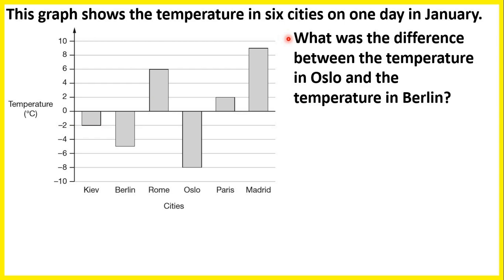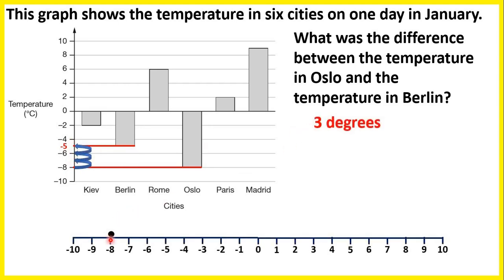Now, what was the difference between the temperature in Oslo and the temperature in Berlin? So we can see that the temperature in Oslo was -8 and the temperature in Berlin between -6 and -4, so that will be -5. So the difference is 1, 2, 3 degrees. On a number line, to get from -8 to -5, we need to add 3. So that's a difference of 3 degrees.